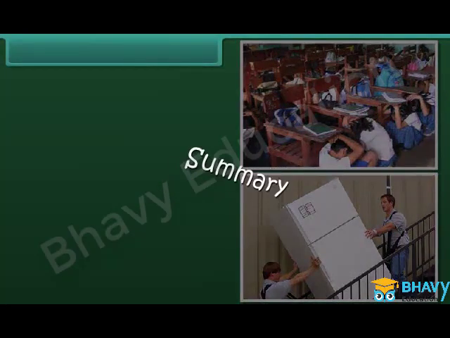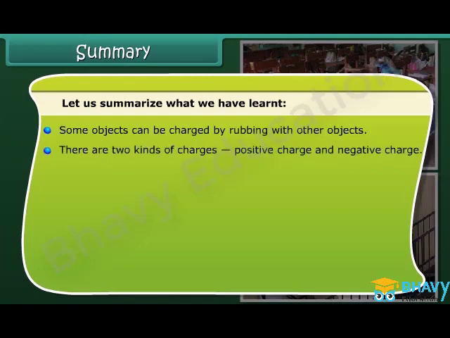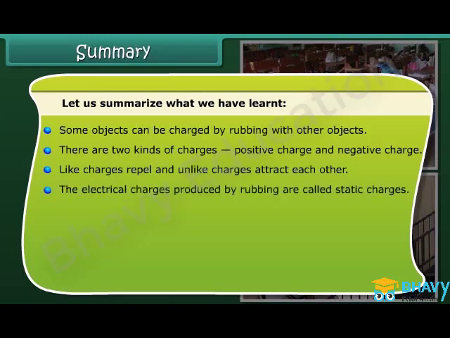Summary. Let us summarize what we have learned. Some objects can be charged by rubbing with other objects. There are 2 kinds of charges, positive charge and negative charge. Like charges repel and unlike charges attract each other. The electric charges produced by rubbing are called static charges.